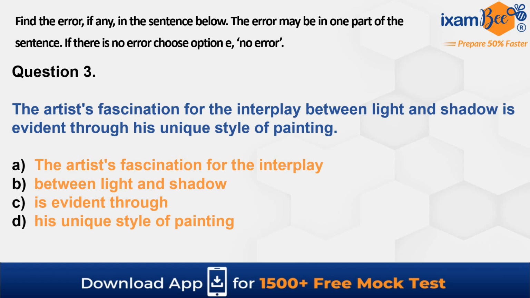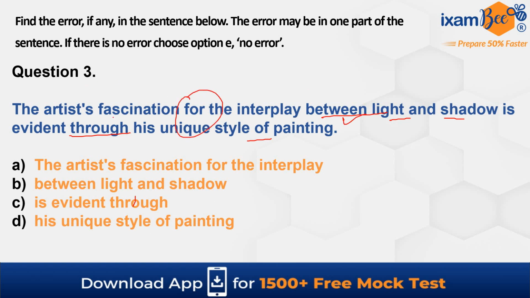Next, question third. The artist's fascination for the interplay between light and shadow is evident through his unique style of painting. You see that we have a preposition here, through. Evident through seems to be correct, right? Style of what? Style of painting. It also seems to be correct. And between light and shadow, we are talking about two objects, light and shadow. So interplay between light and shadow. Interplay between two objects. So yeah, between is also correct.